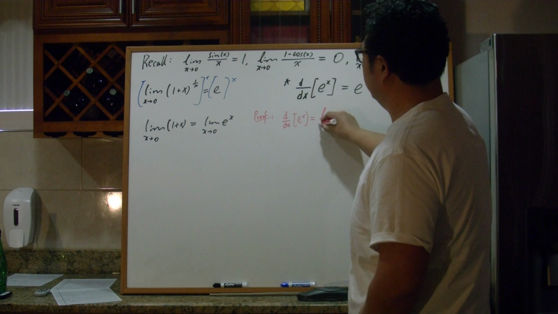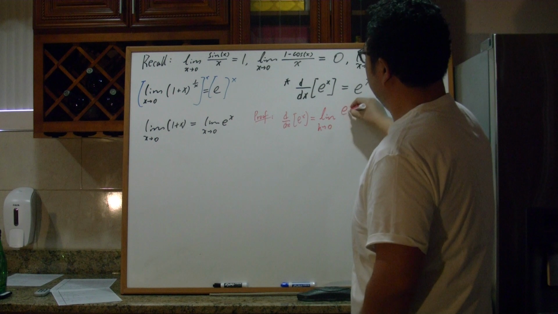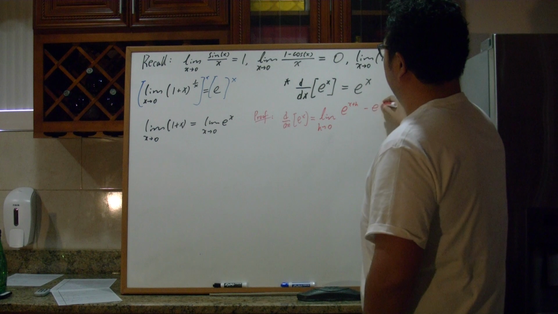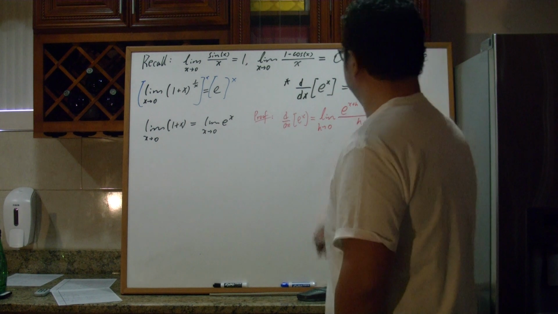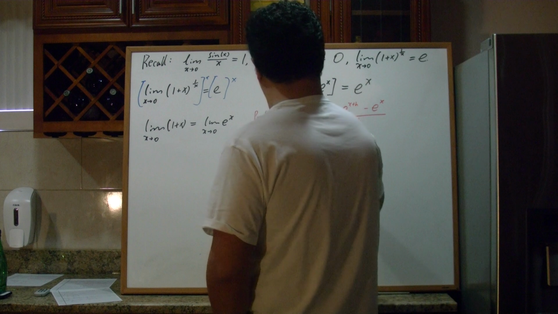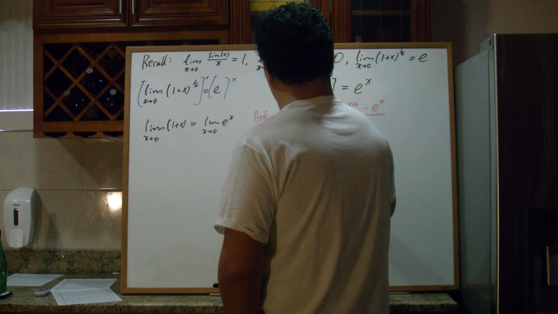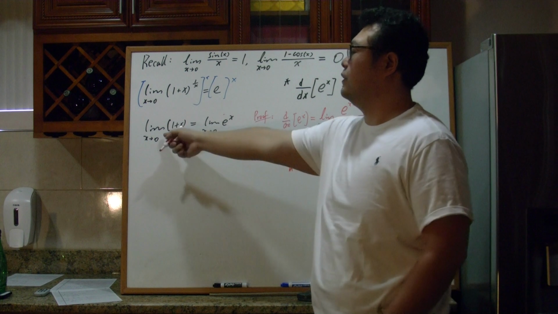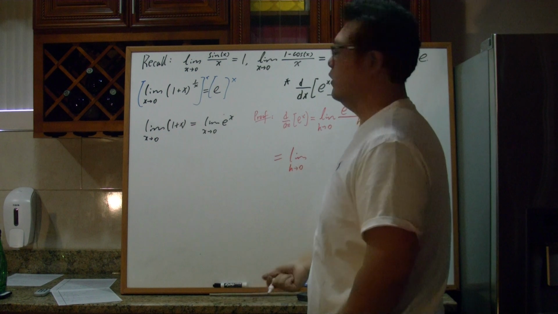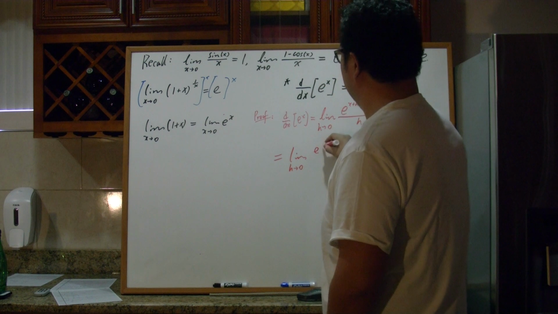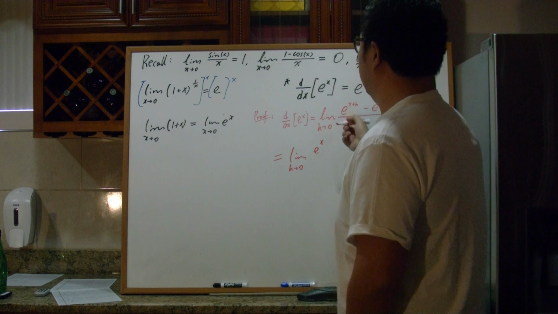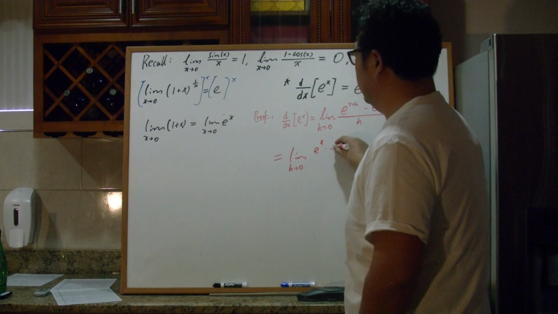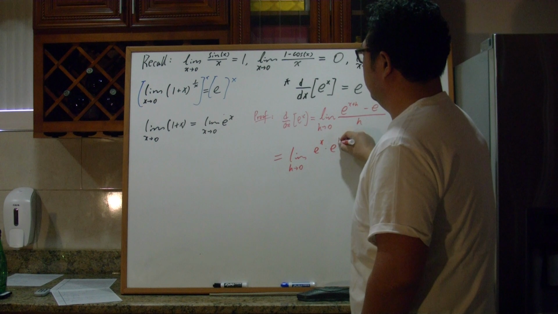We have the limit definition, h goes to 0, of e to the x plus h. I don't have to write the difference quotient formula, I believe. Minus e to the x over h. Which, as x approaches 0, e to the x is equivalent to 1 plus x. Right, so e to the x plus h could be e to the x times e to the h.